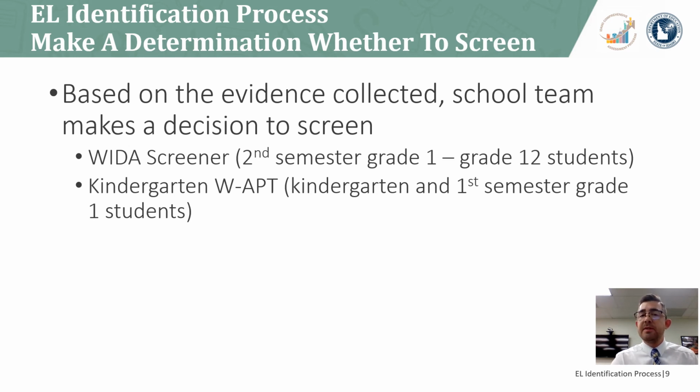If a school suspects that the student's dominant language is not English, the school teams will then move forward with giving a formal English language proficiency screener. Second semester grade 1 through grade 12 students will be administered the WIDA screener, while kindergarten and first semester grade 1 students will complete the kindergarten WAPT screener to determine the student's eligibility.